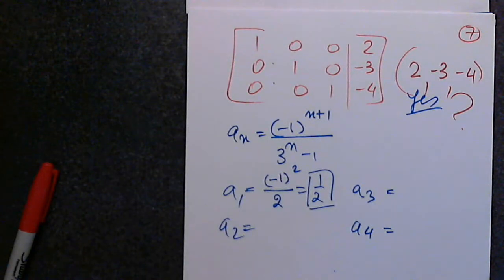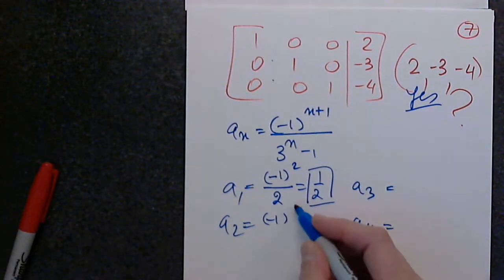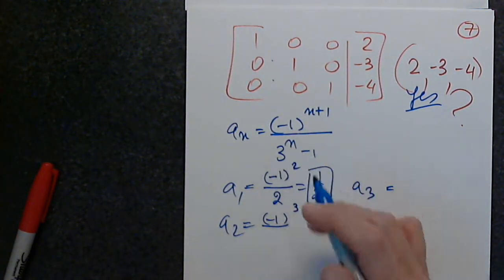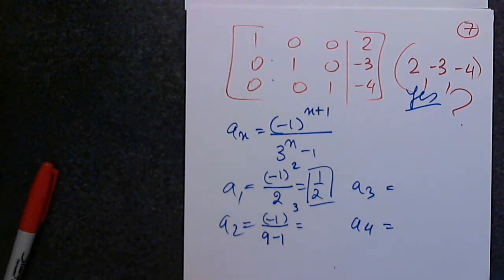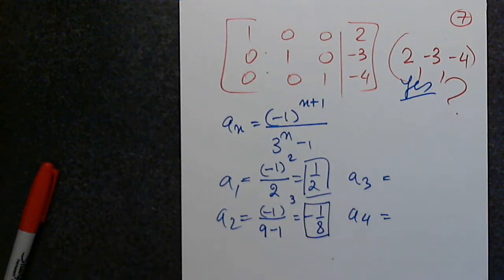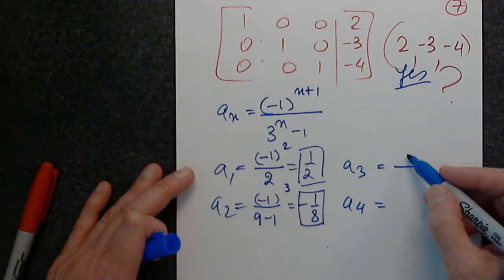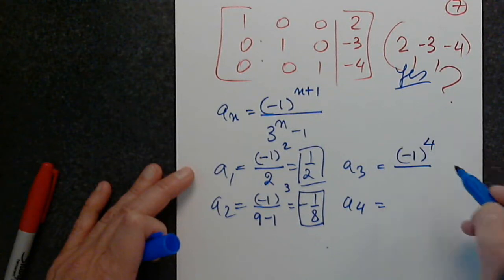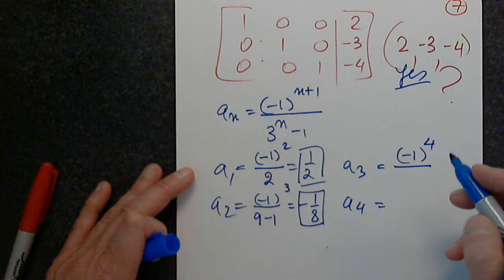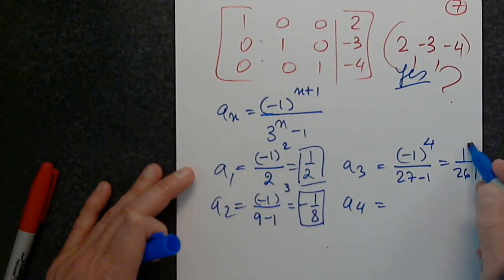A2. Negative 1 to which power? Very good. Divided by 3 squared, which is 9 minus 1. The top is negative 1. The bottom is 8. This is the second term of the sequence. A3, the top. Negative 1 to the, good, 3 to the third, 27 minus 1. So 1 over 26.